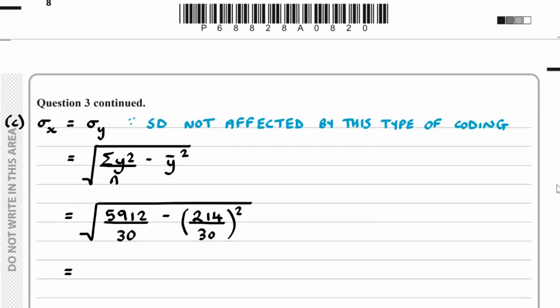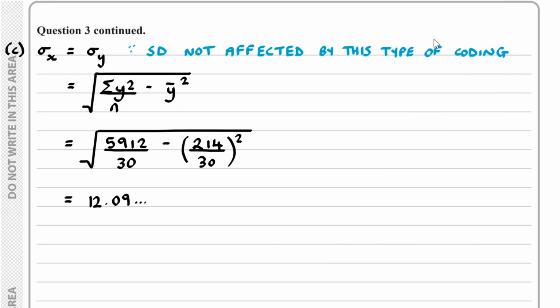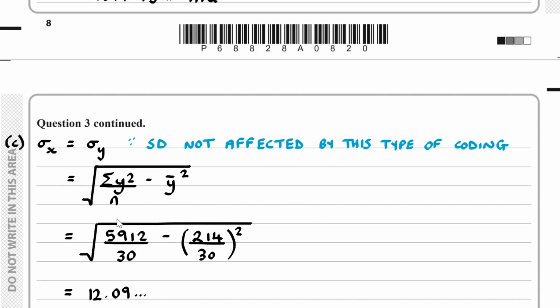And so working all of this out, we have the square root of 5912 over 30 minus 214 over 30 squared. It turns out we get 12.09, etc. So this is the standard deviation of x.